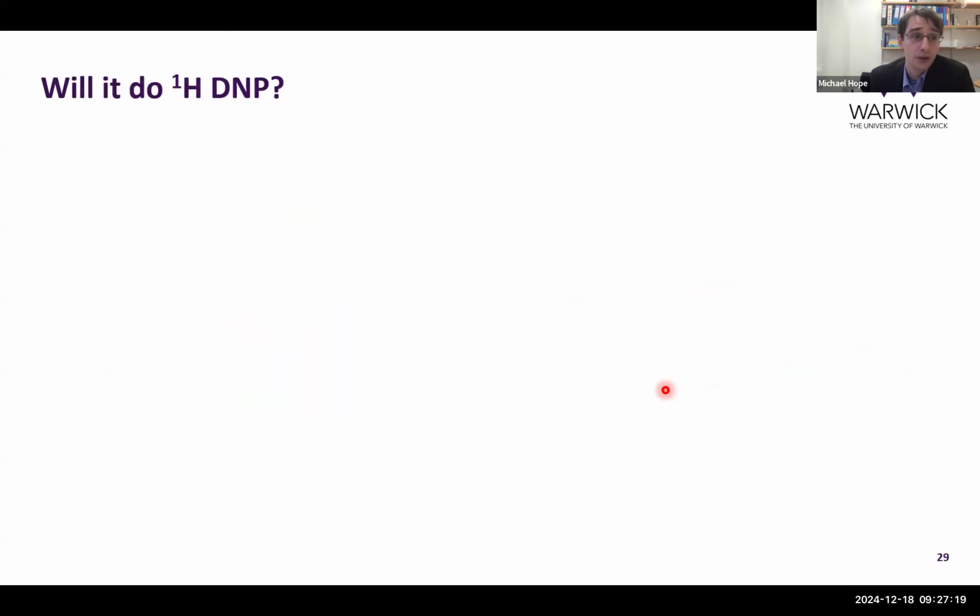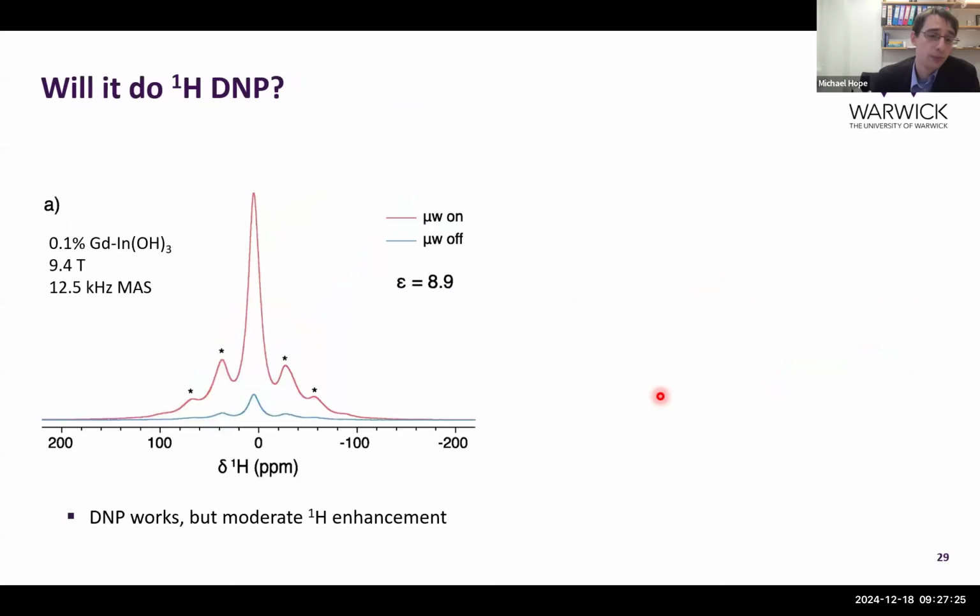The next question is, okay, we've incorporated some gadolinium, will it do DNP? So this is showing the proton spectrum, again at 100 Kelvin under magic angle spinning. Blue is microwave off, and red is microwave on. And so we can see we do get an enhancement. We get an enhancement of around 9, but that's quite a moderate enhancement. So again, comparing to a factor of 38 for the best organic complex.